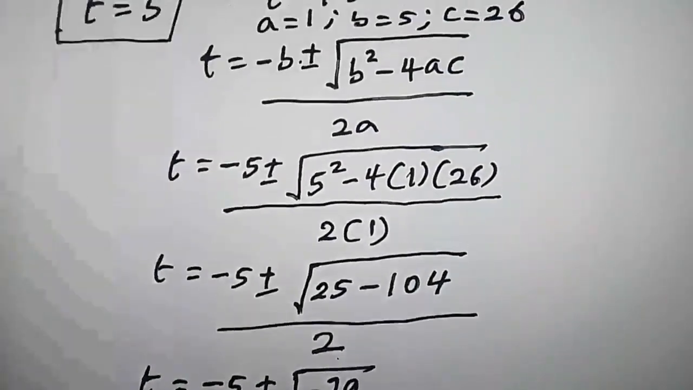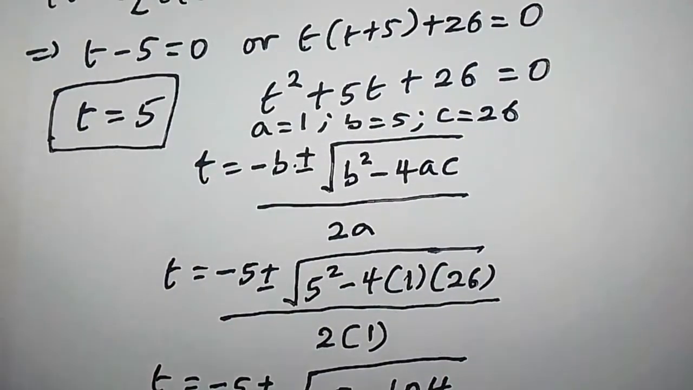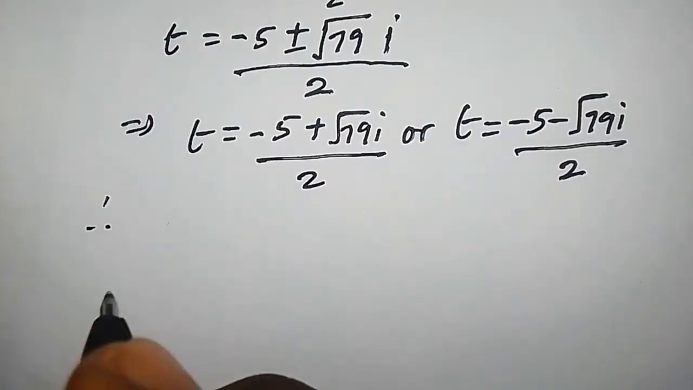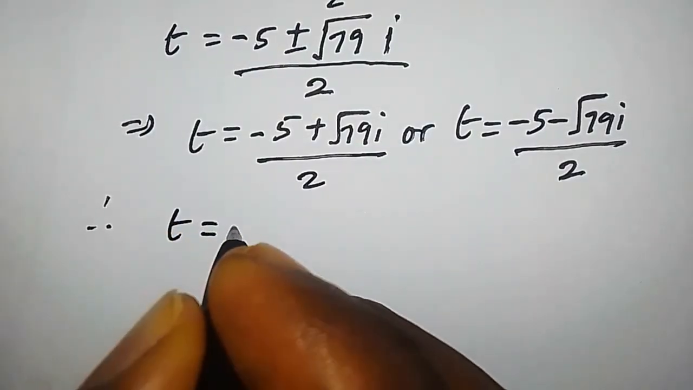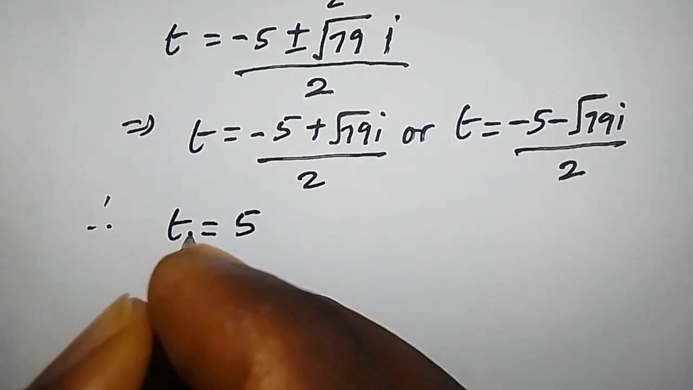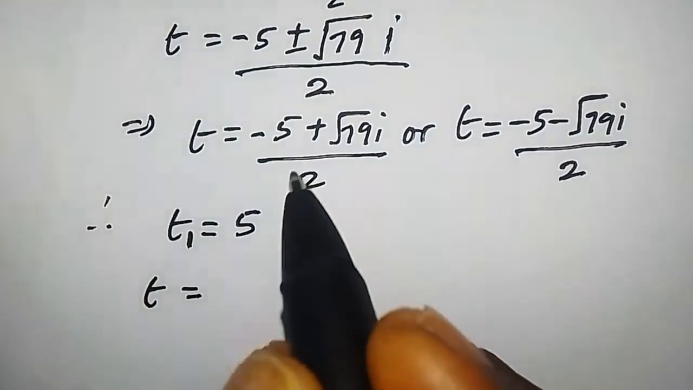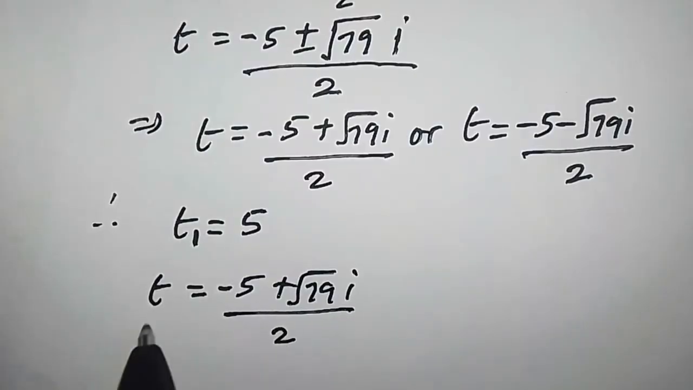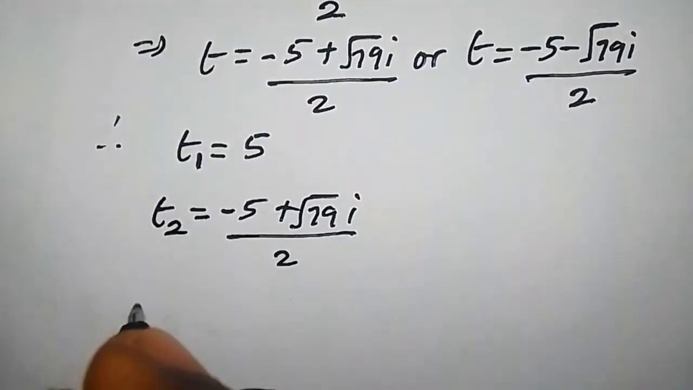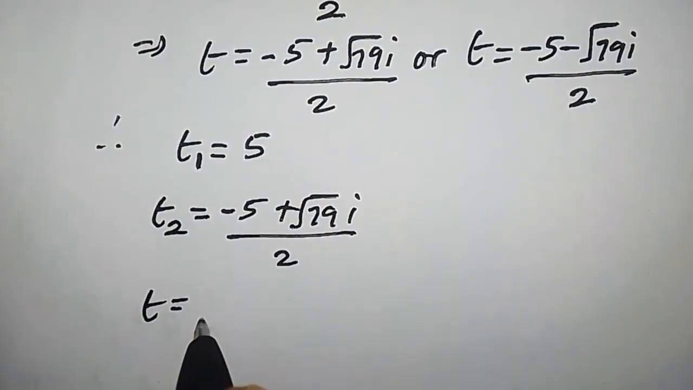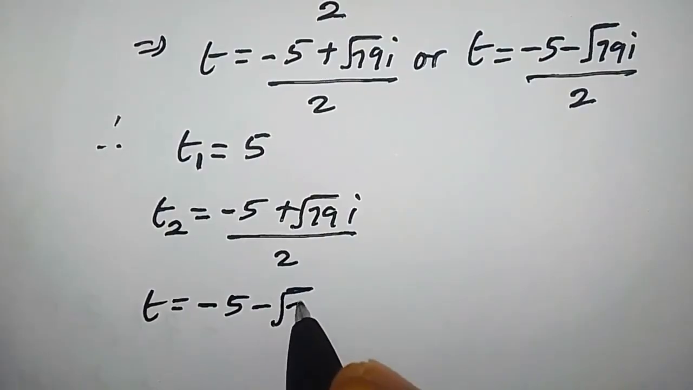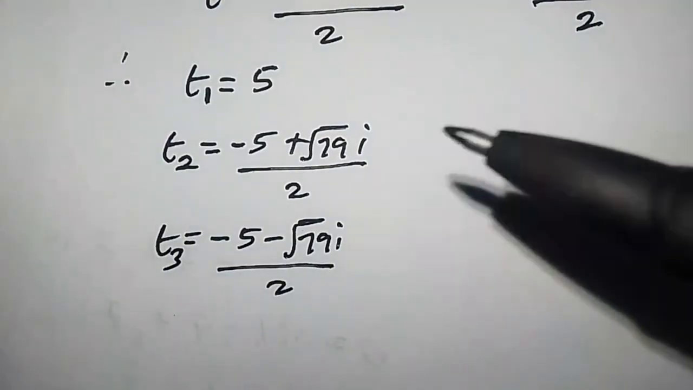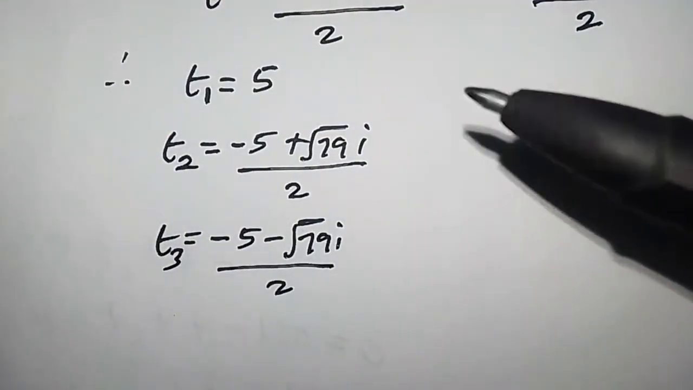The first answer that we got is t equals 5, which is a real solution. Therefore, all the solutions that we got for this algebra problem are t equal to 5. That is the first solution. Let's call it t1. And t equal to minus 5 plus square root of 79 i divided by 2. Let's call it t2. And t equal to what we have here, minus 5 minus square root of 79 i divided by 2. Let's call it t3. In total, we have 3 distinct solutions, 1 real solution and 2 complex solutions.